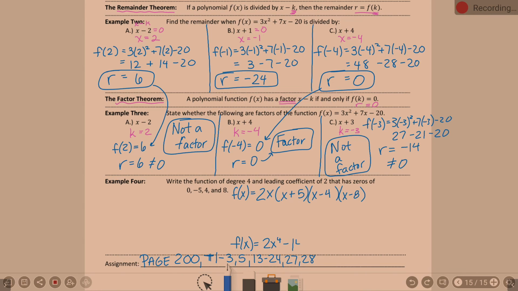If you multiply this out, you would end up with that final answer.